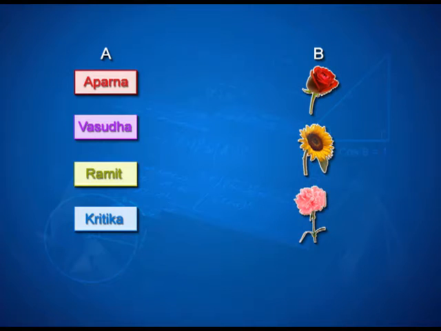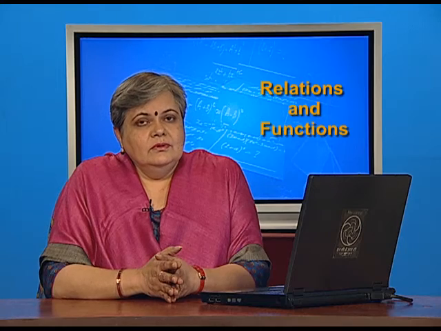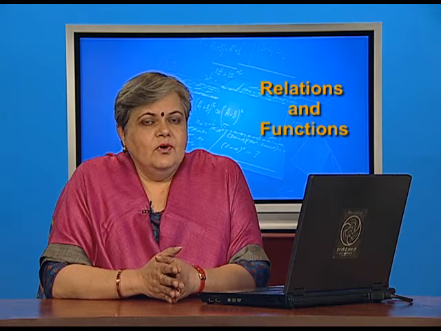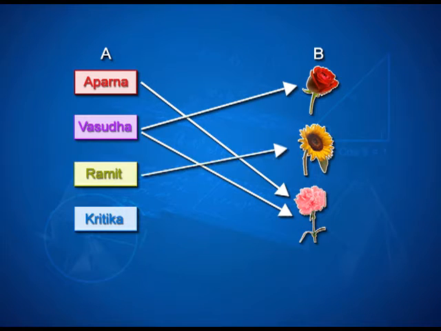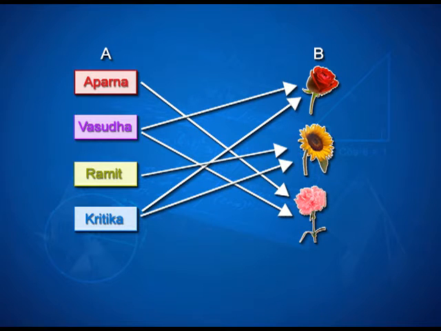There is a set A which lists out 4 names and set B where we have 3 flowers: rose, sunflower and carnation. Now, I know the personal preferences of these 4 people in terms of what they like out of these 3 flowers. We know that Aparna likes carnation, Vasudha likes rose and carnation, Ramit likes sunflower, whereas Kritika likes rose and sunflower and carnation. So, we are looking at some kind of an association between the set A and set B.